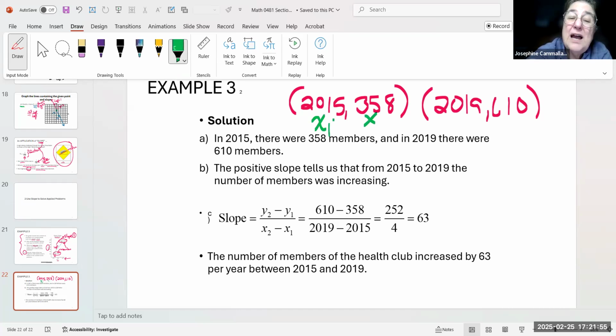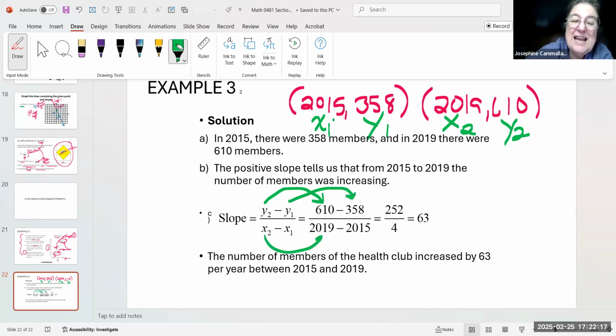X1, Y1, X2, Y2. Y2 minus Y1 over X2 minus X1. And remember, reduce. And as we just saw, the slope was positive. It's increasing.